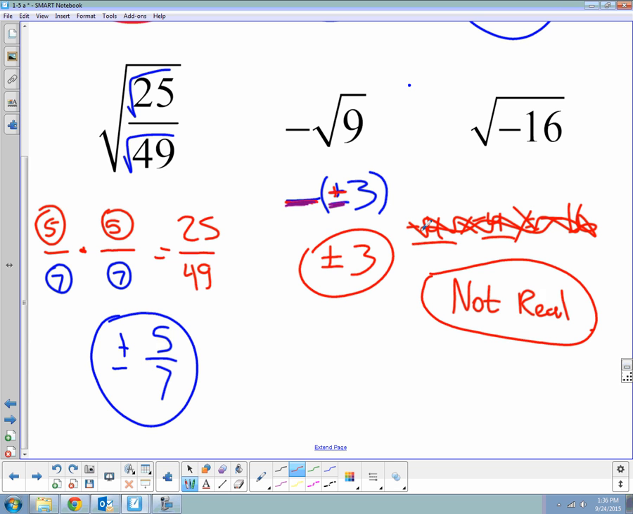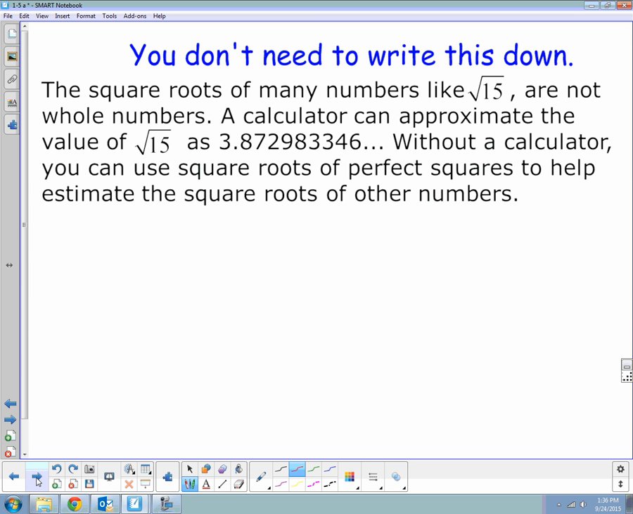So if the negative is inside the square root, not real. If the negative is outside the square root, nothing really changes. Okay. Don't need to write this down.